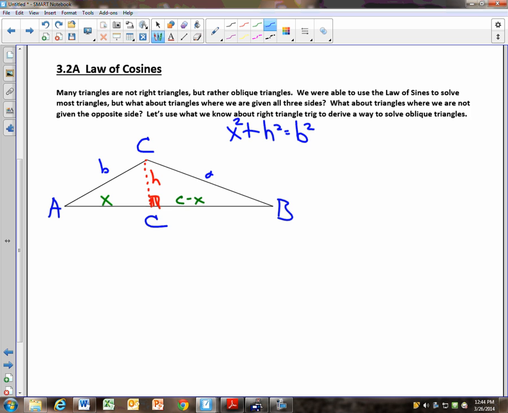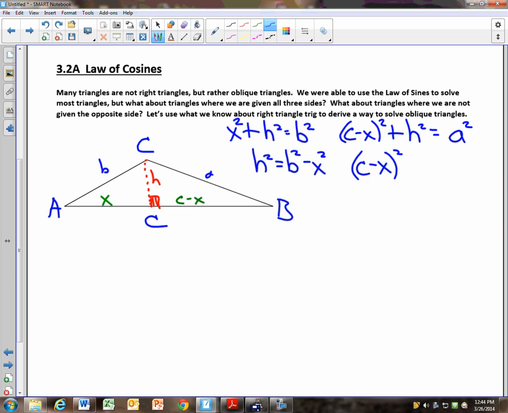I got a second one. I've got the quantity c minus x squared, and I've got h squared, and that's equal to a squared. You okay with those? What do they both have in common? An h squared. Well, let's solve for h squared so we can get rid of it. h squared is equal to b squared minus x squared, and c minus x quantity squared.